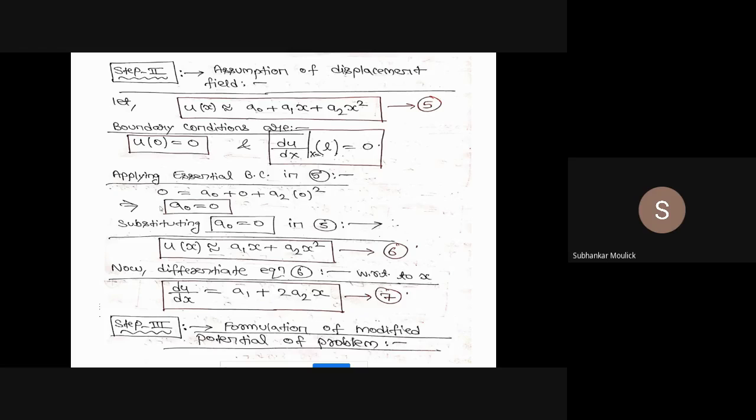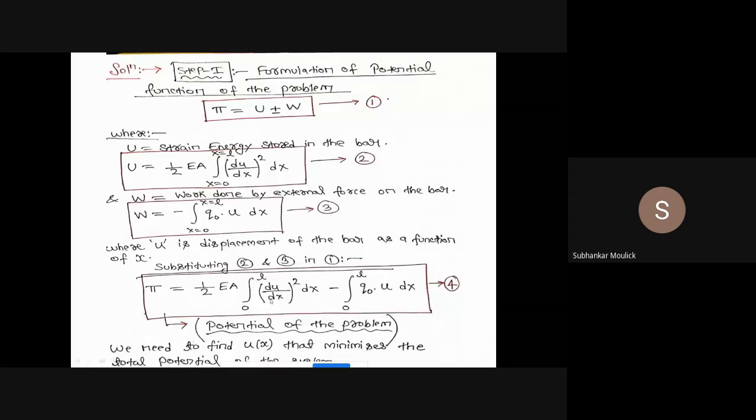Then you substitute the essential boundary conditions so that you can find any of the given unknown constants. You modify that assumed displacement field, then put it in the given equation of pi. For the bar problem you have to differentiate it one time, but for a beam problem you have to differentiate it two times, because for a beam the strain energy becomes half E I integral over the entire domain of d2u over dx2 whole square, the second order derivative.